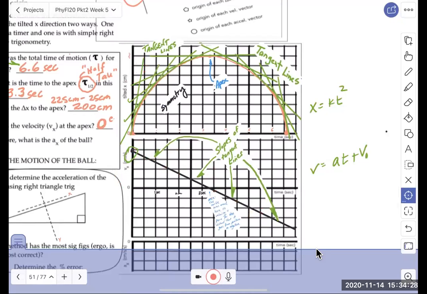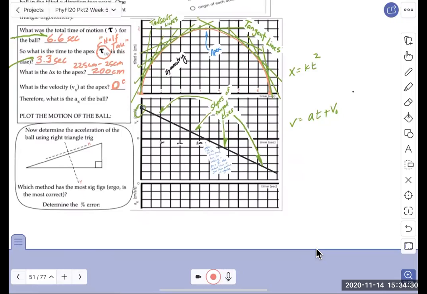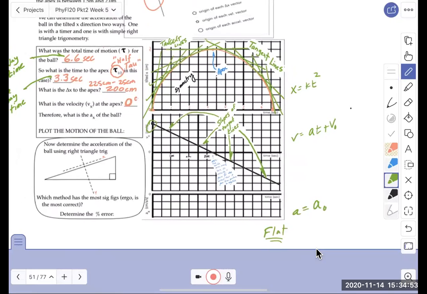Oh, by the way, before I forget, this down here would be A equals some kind of K, right? Well, we said A is equal to A naught. So it has some acceleration that it keeps the whole time. We just don't know what it is. So we know this is going to be flat. We know this will be flat down here, in the fourth quadrant.